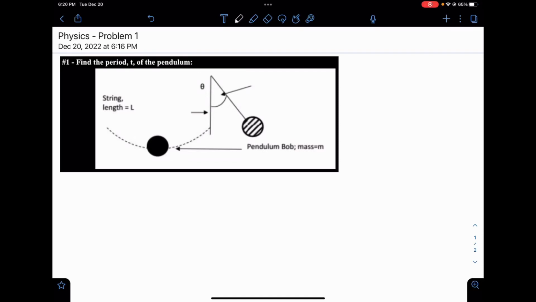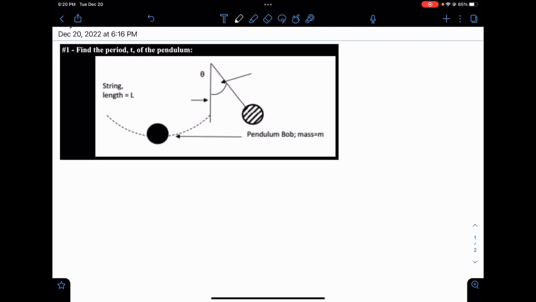Problem 1 in the physics section asks us to solve for the period of this pendulum. And it'll also give us just the generic equation for period of all pendulums after this as well.